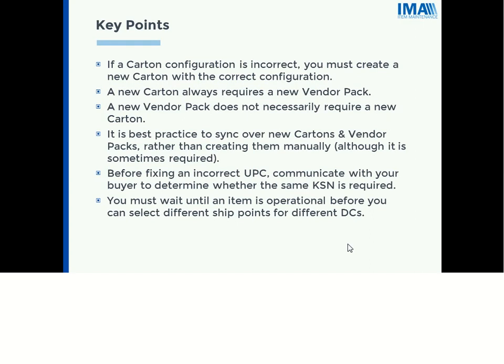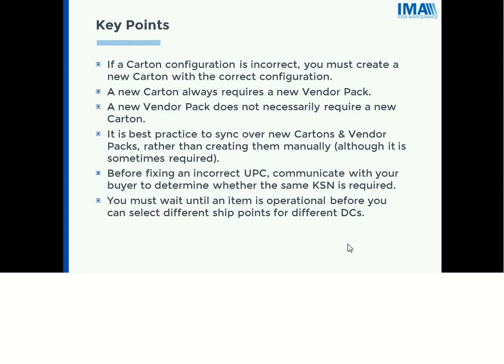Before fixing an incorrect UPC, communicate with your buyer to determine whether the same KSN is required. And then you must wait until an item is operational before you can select different ship points for different DCs.